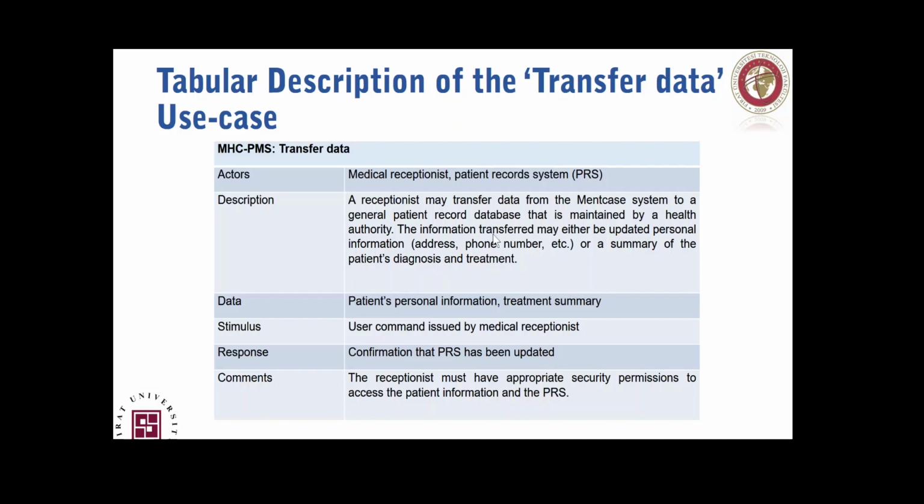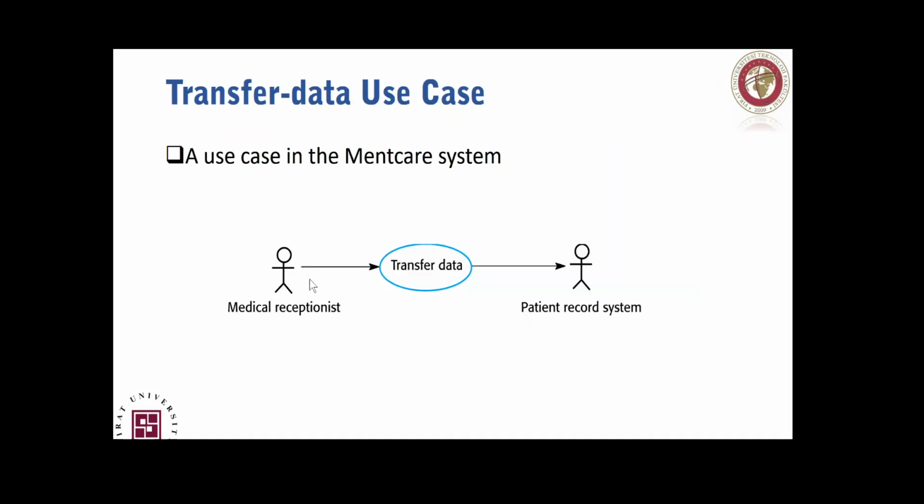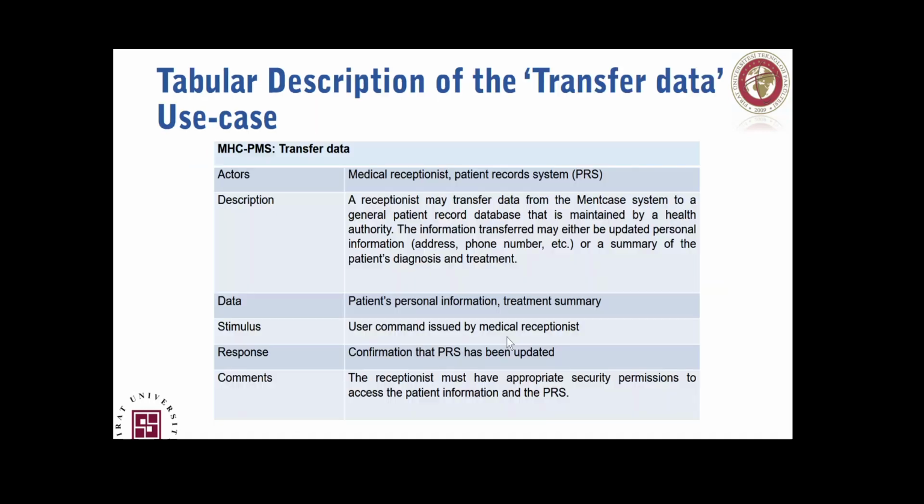In this case, we may update or transfer information like address, phone number, etc. Summary of the diagnosis or the treatment the patient has taken through maybe a week or a day or maybe a month. It depends on the policy of the clinic. So what kind of data are we sending? Patient personal information, treatment summary. What kind of stimulus do we have? User command. So it is stimulated by the user command. So this is the actor that initiated the whole event. That's why we have this arrow pointing in this direction.